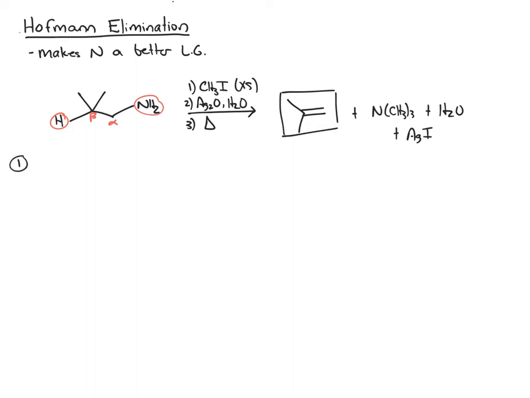So starting with step 1, this is just a nitrogen alkylation, which we saw when talking about preparing amines. Okay, so here's our molecule. I'm not going to draw the beta hydrogen in this time. Here's iodomethane, just like we saw before, an SN2 reaction.